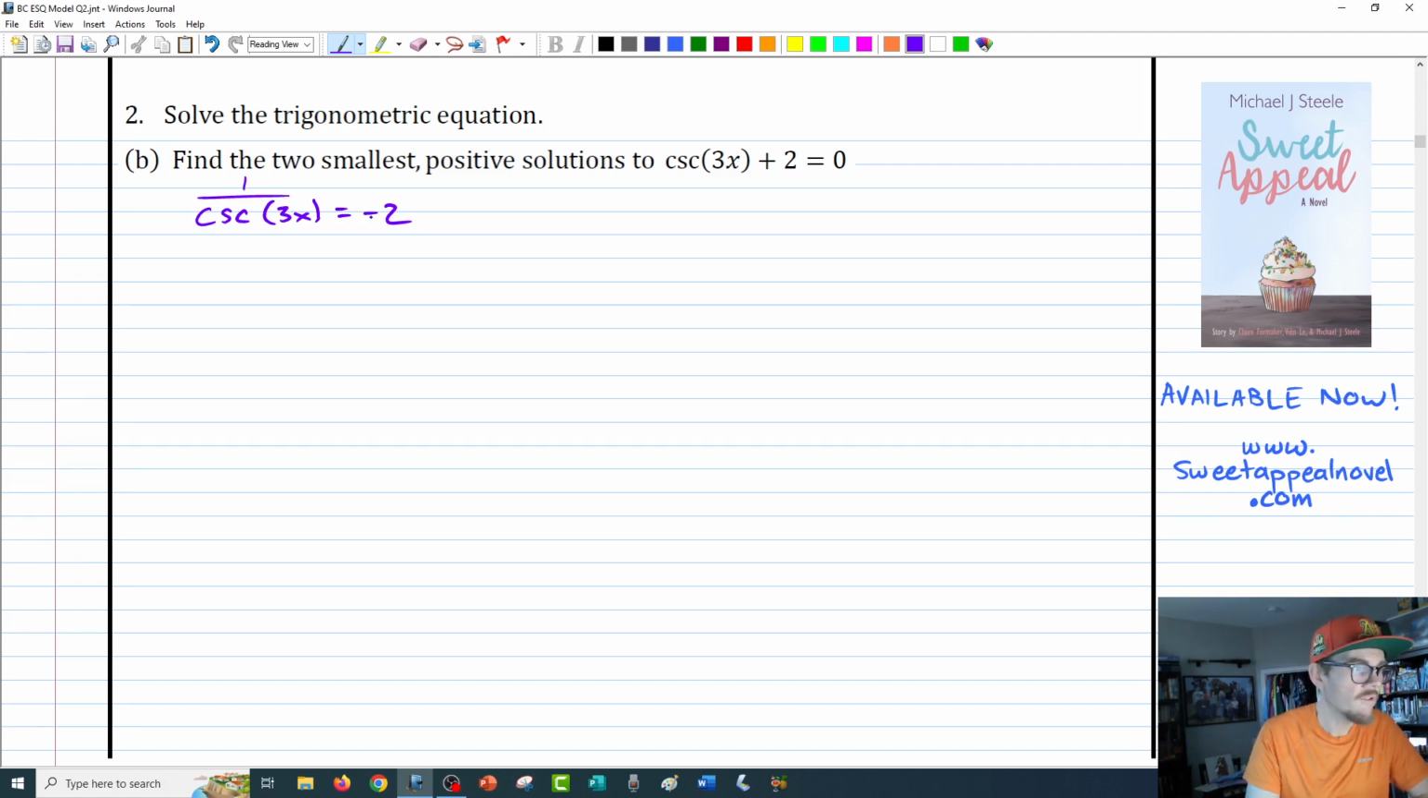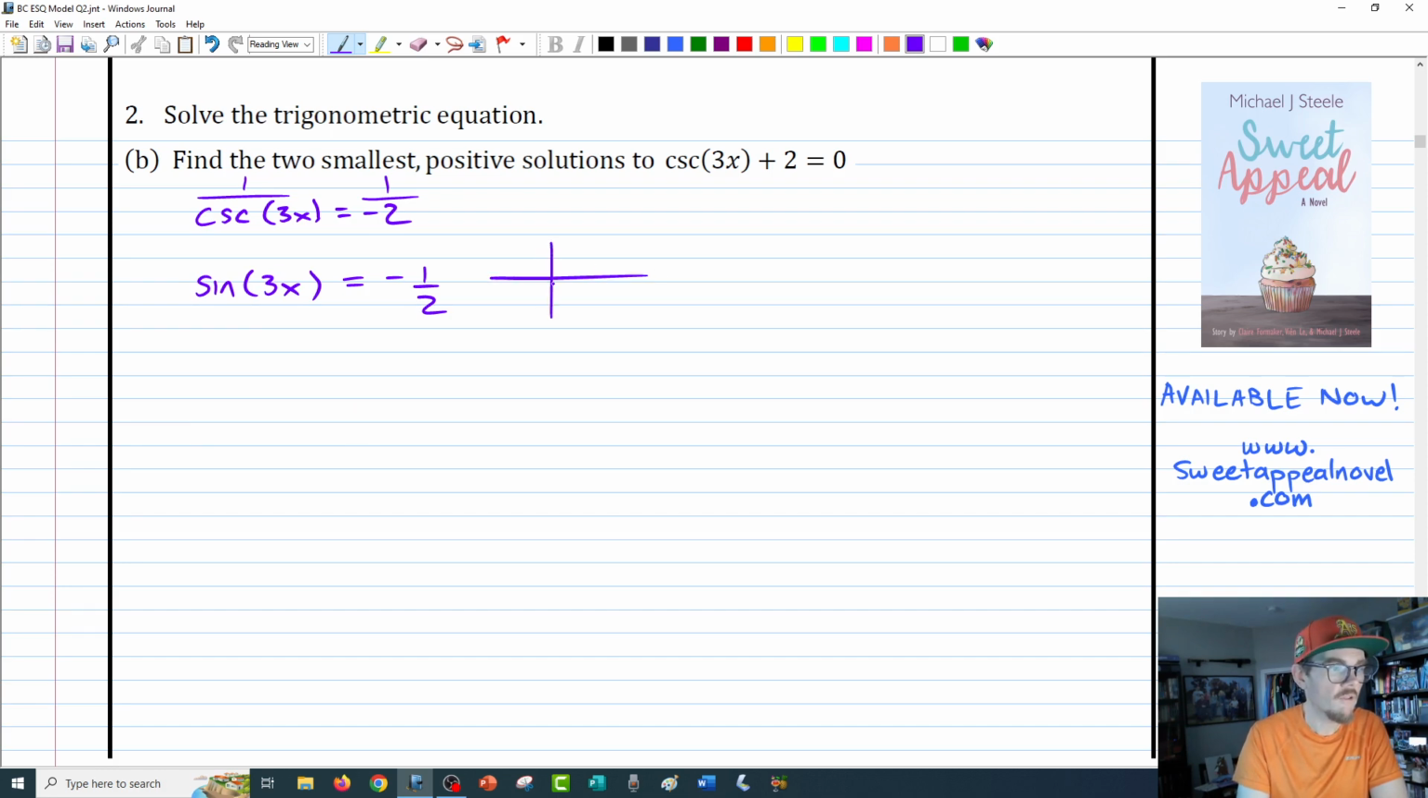And I do that just by thinking about it. But in case you're not sure what I'm doing, I'm just taking the reciprocal of both sides. On the right side, our equation is going to be equal to negative 1/2. On the left side, 1 over cosecant is sine. So this is really the sine of 3x equals negative 1/2.